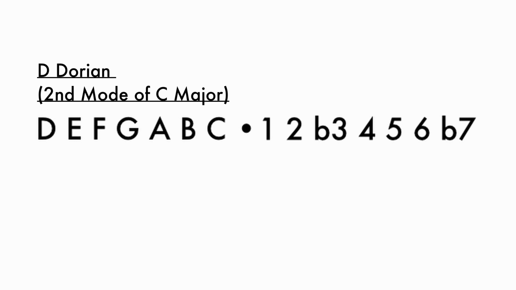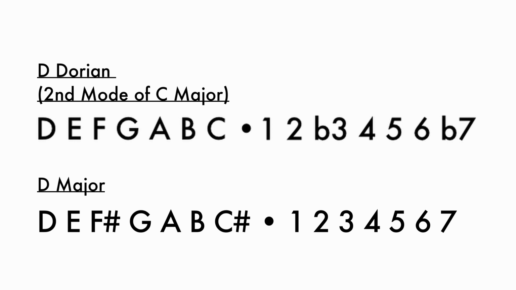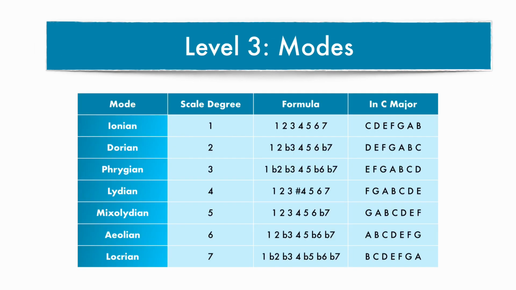We end up with the formula 1, 2, flat 3, 4, 5, 6, flat 7, where the notes are compared to what the major tonality of the same starting point would be. So we get a flat 3 here because in D major, F would be sharp, but instead we have a natural F, a semitone below its major counterpoint. This is the second mode of C major because it begins on C major's second scale degree and is named D Dorian.